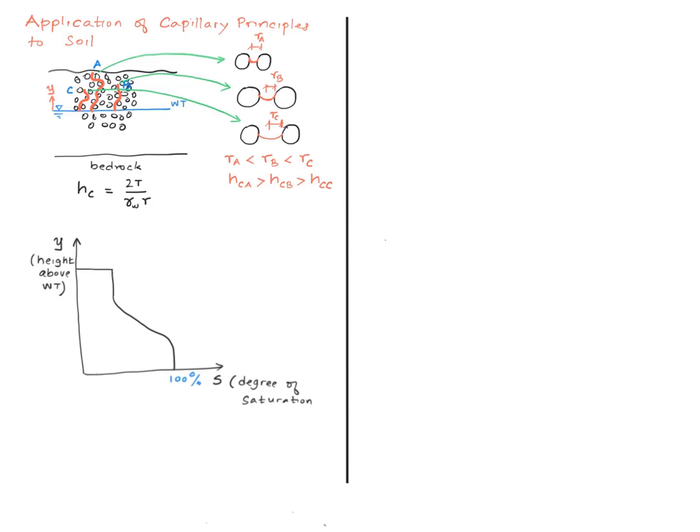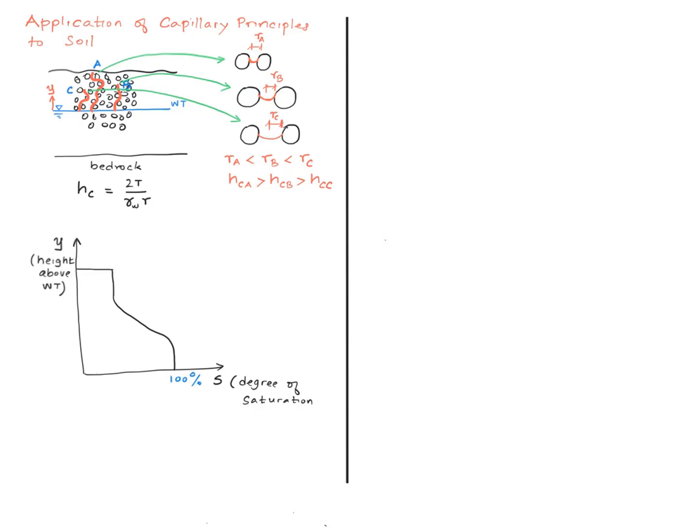So if you were to plot the degree of saturation above the water table, you will find that it'll look something like this. In other words, near the water table, in a zone, the degree of saturation is going to be 100%. But above that, it will decrease a little bit, and then it'll become completely dry beyond a certain height.